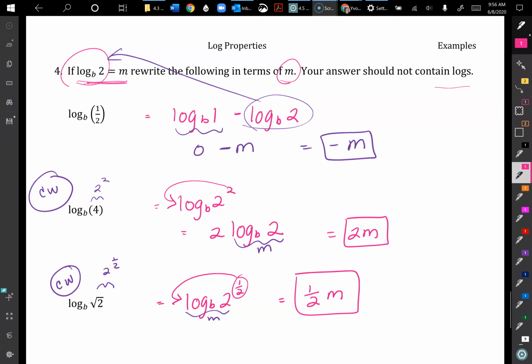All right, here are the answers for those. We have log base b of 2 squared. The square would come down as the coefficient. And then log base b of 2 is equal to m, as we've stated up here. So in terms of m, we would have 2m. Likewise, this log base b of 2 to the half is very similar. So that comes down as the coefficient. This log base b of 2 equals m. So we have half m.